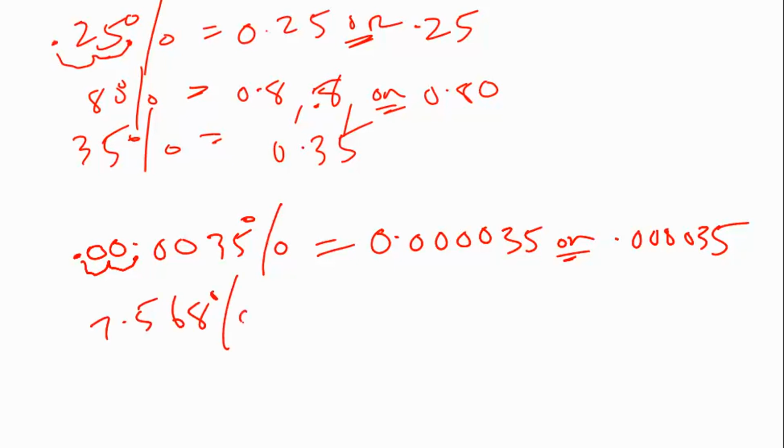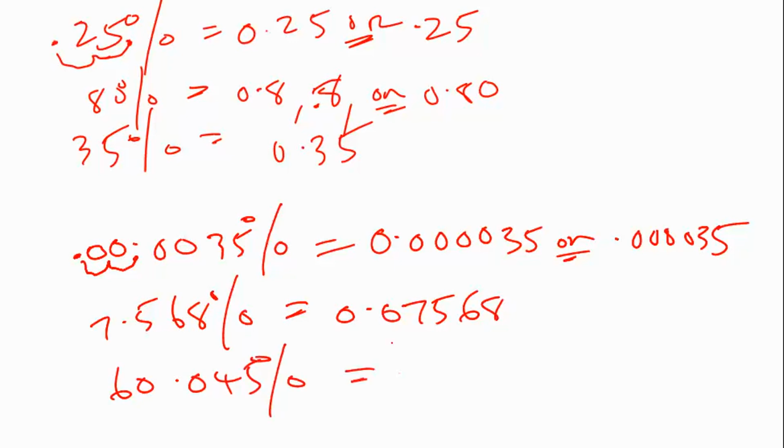7.568% is equal to 0.07568, and 60.045% is equal to 0.60045. And that's all there is to it.